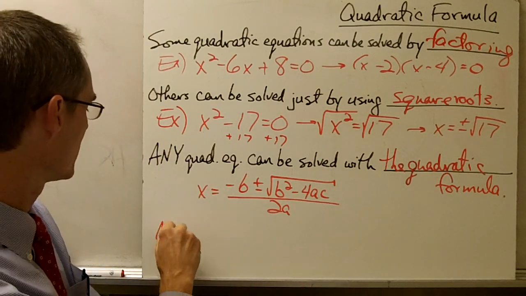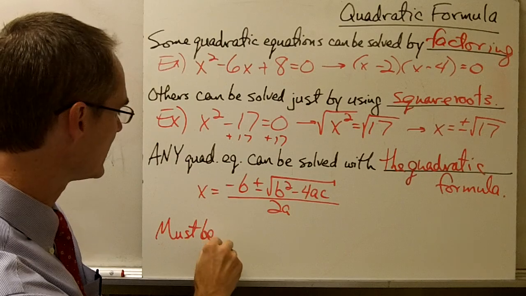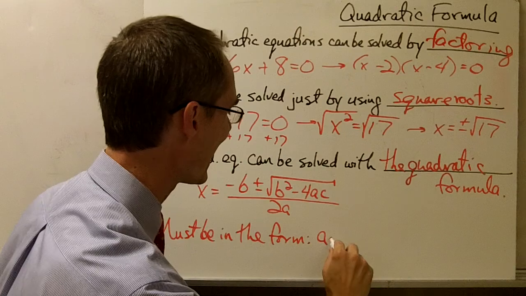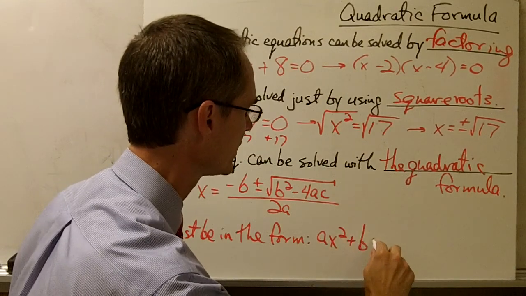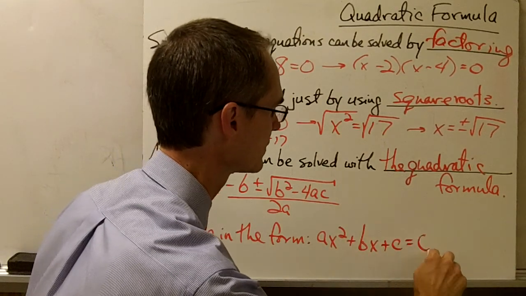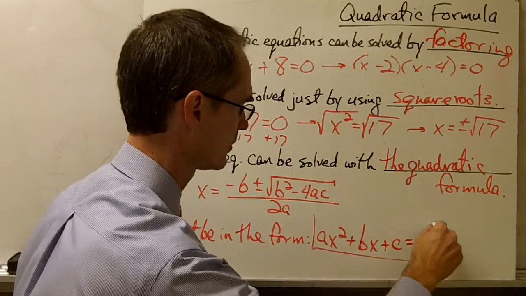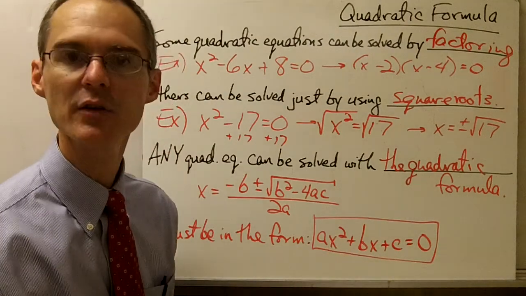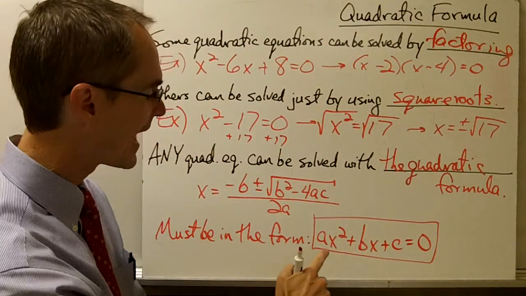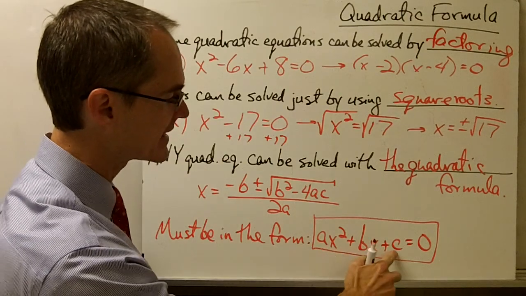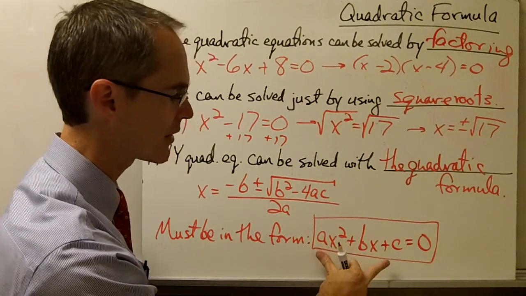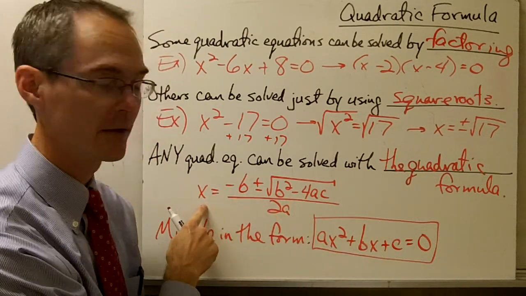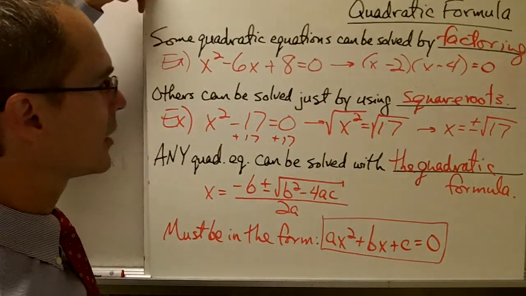Now, this formula can be used to solve for x for any quadratic equation as long as it's in the form ax squared plus bx plus c equals 0. And you'll hopefully recognize ax squared plus bx plus c, this is what we've been calling the standard form of a quadratic expression. And the values for a, b, and c, whatever those values are in the quadratic expression, those are the numbers that we're going to be plugging in to this formula to solve for x. So let's take a look at a couple of examples.